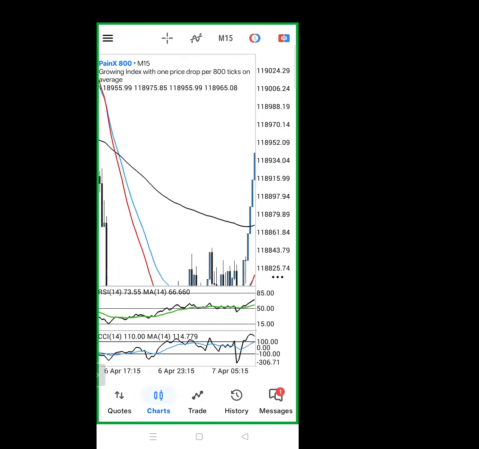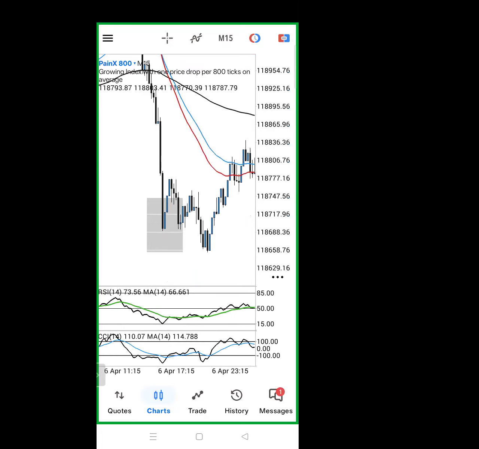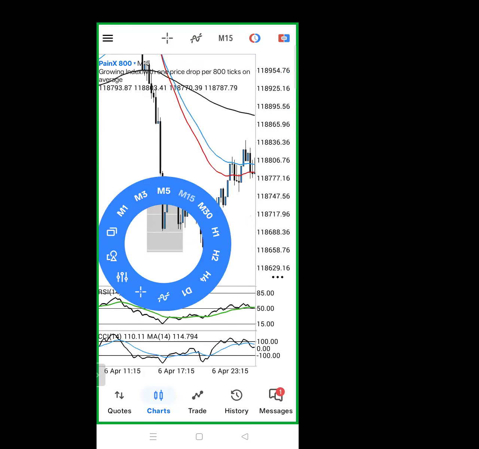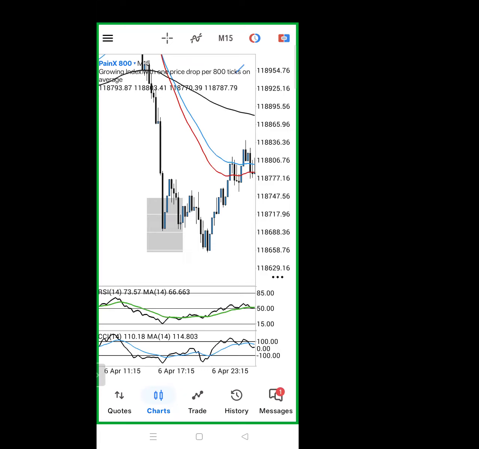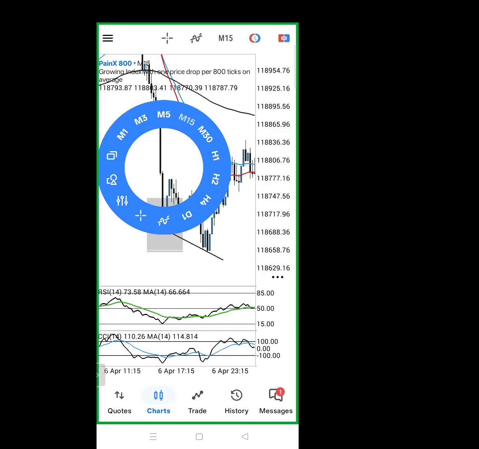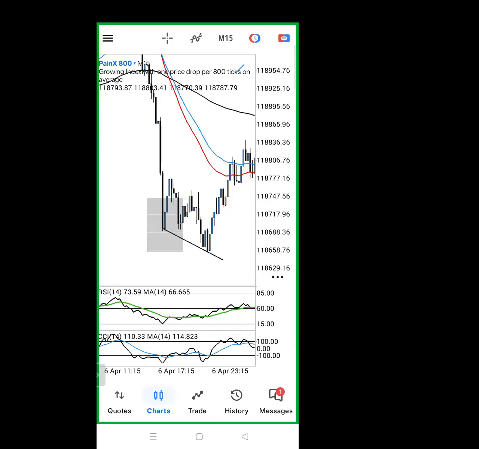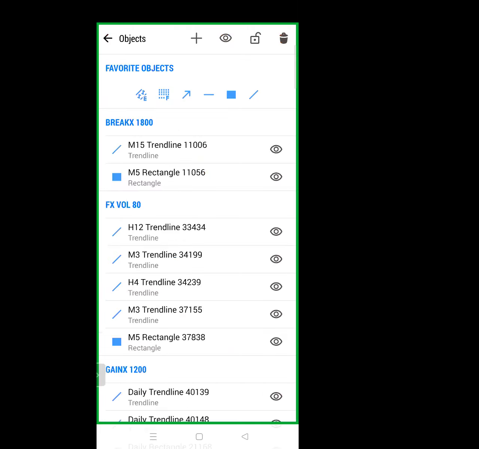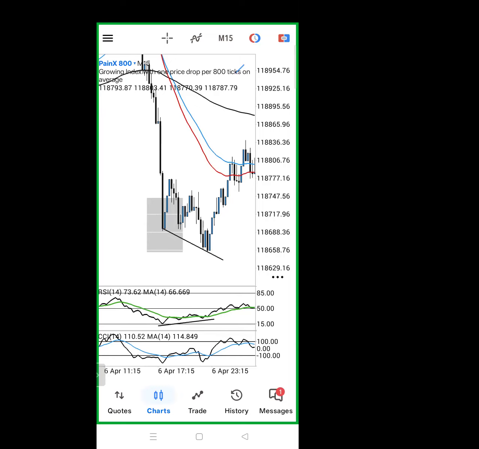The 15 minutes will be clearer on the divergence. So let me show you. Now, you can see it like this. It's clearer on the 15 minutes. Now you can see it like this. Okay. Now, if you go to the other one too, you can see this one. You can see. So these are the divergences I'm trying to explain to you.